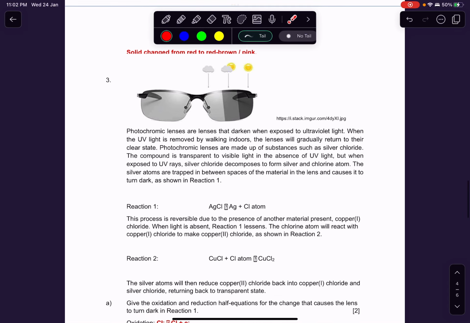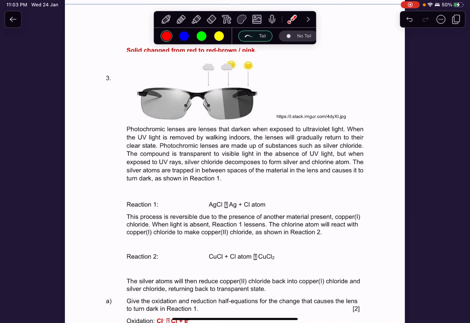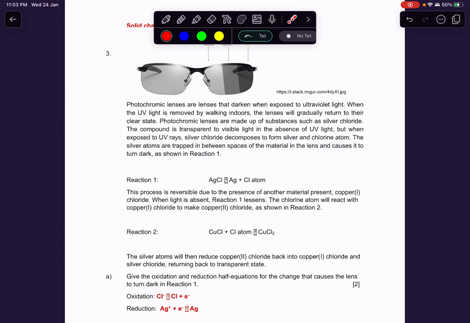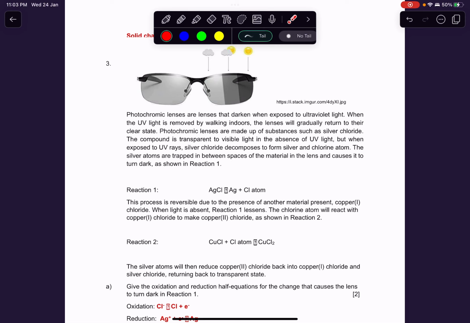Okay, next, the last question. Question 3, very long. So you have to really sieve out, pick and choose which information you think is relevant. What I recommend is you do a quick scan, quickly read through first, and then when you read the question, you come back and identify the portion that you want to focus on. So you just read through.